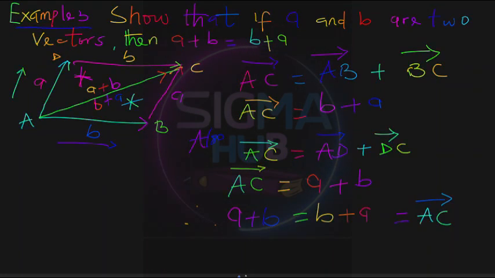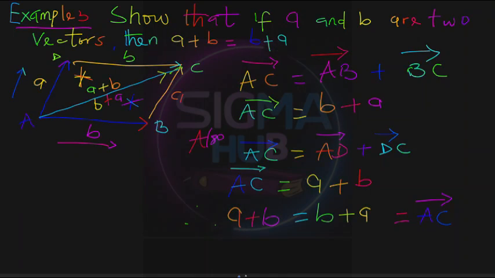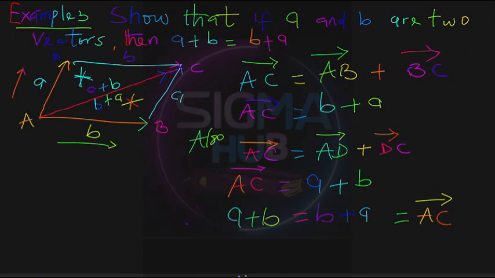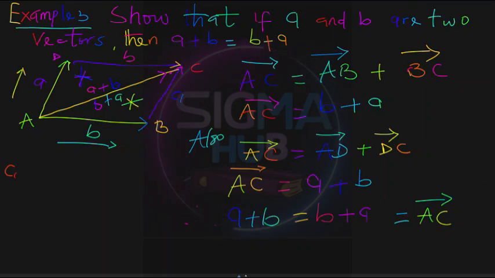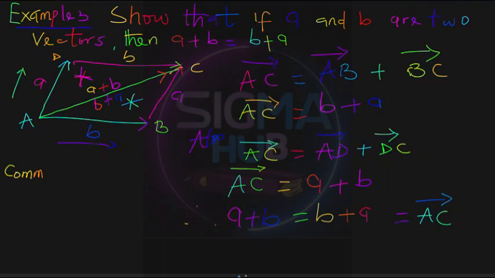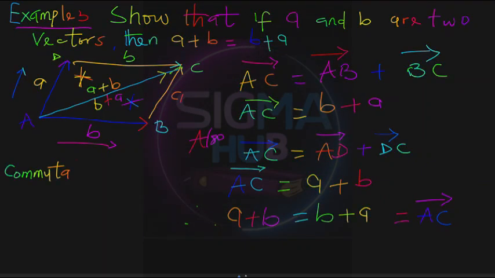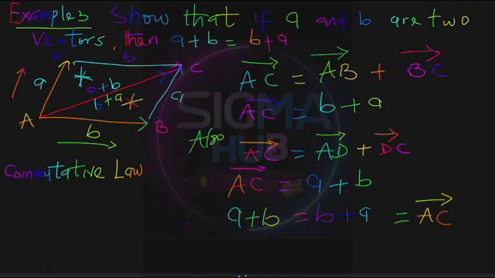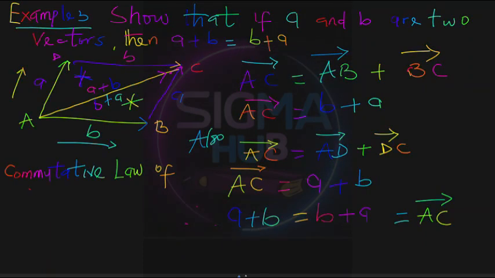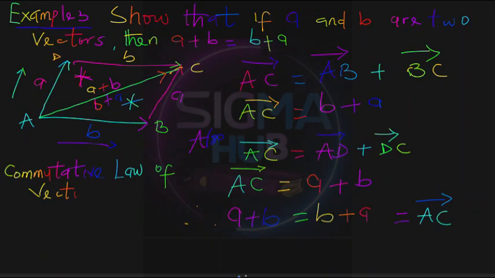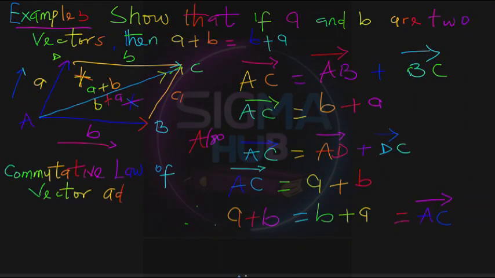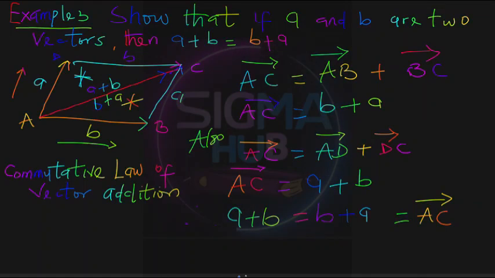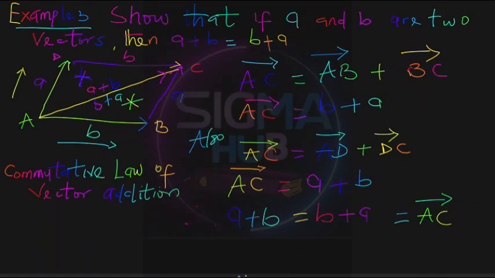Now, this is called the commutative law of vector addition. Let me write it. It's called the commutative law of vector addition. That's what it is called, the commutative law of vector addition.